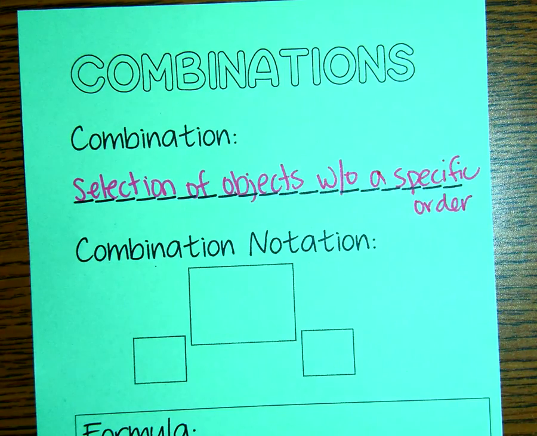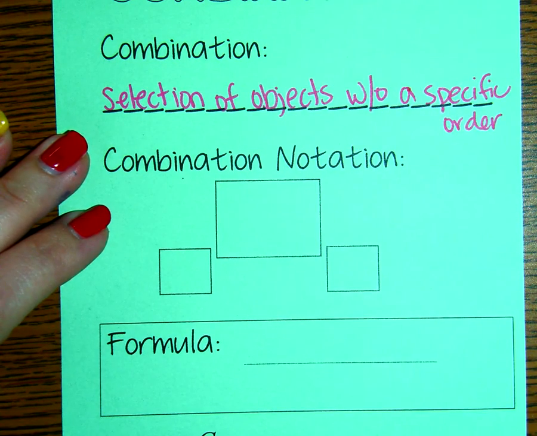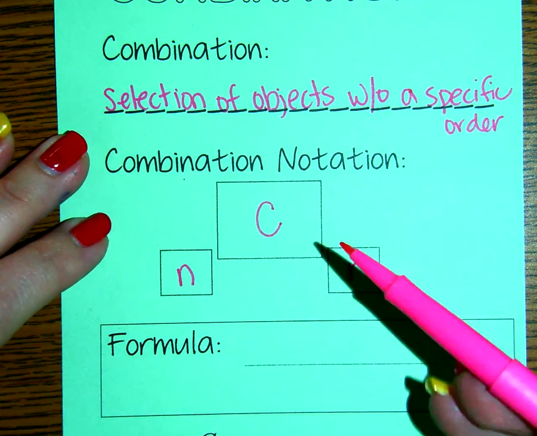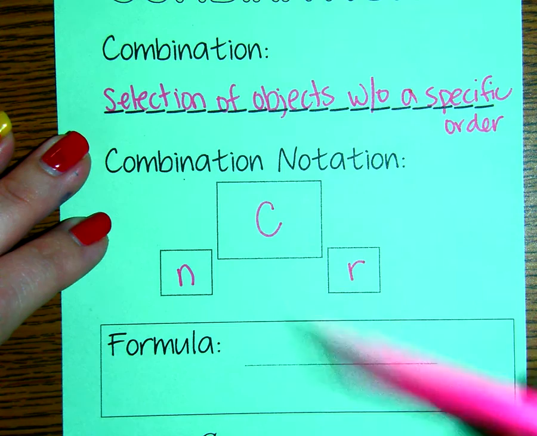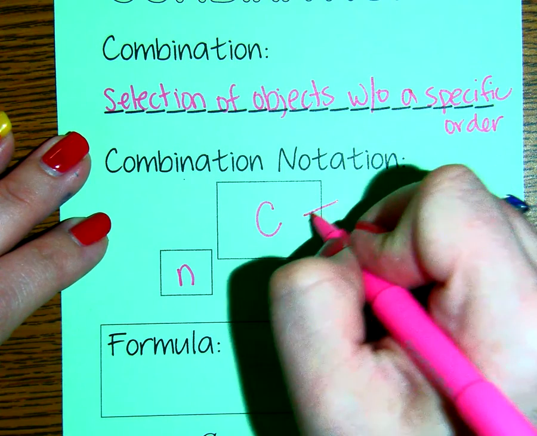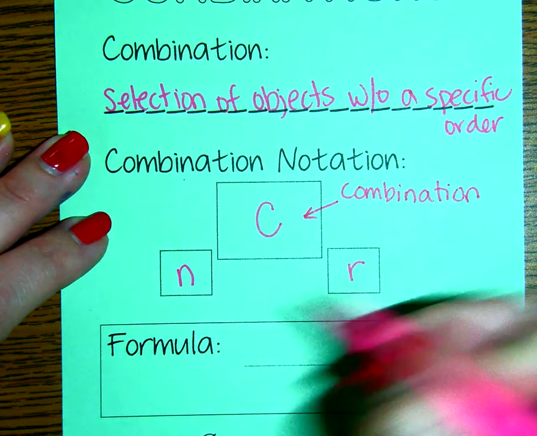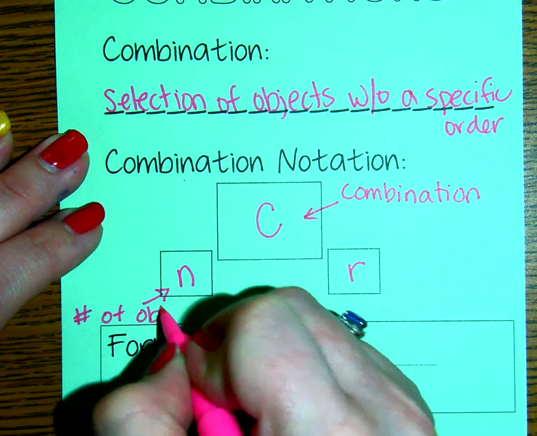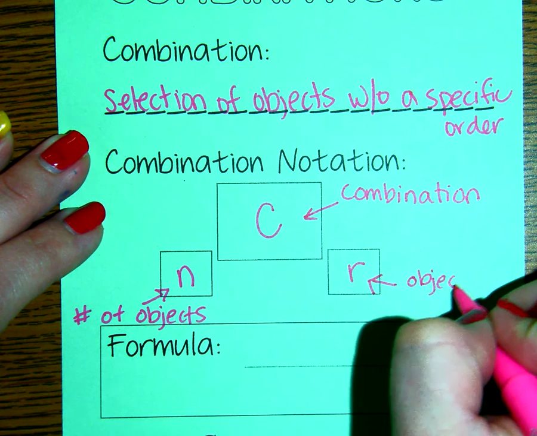So combinations look very similar to permutations. It's up to you to be able to decipher the difference, and that's what we're going to be talking about tomorrow. But a combination notation looks like nCr. So the only difference between a combination notation and permutation notation is that my P for permutation is now changed into a C for combination. So C is standing for the fact that this is a combination. The n, again, is standing for the number of objects. And the r is doing the same thing again, objects chosen at a time.